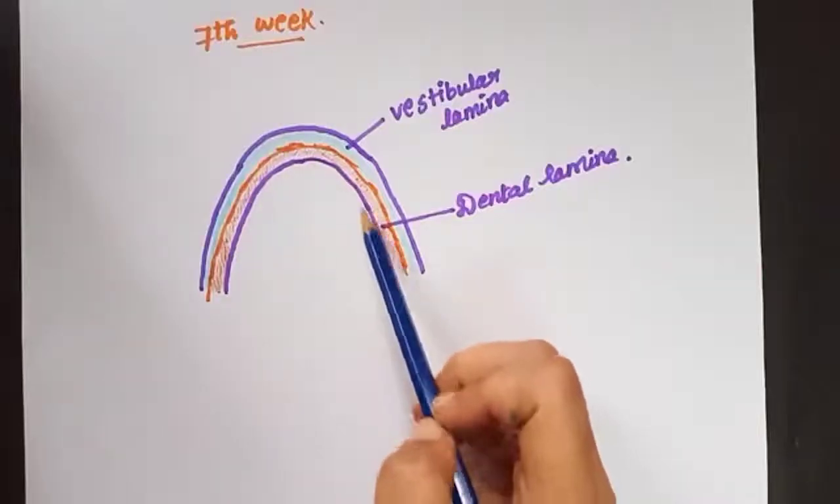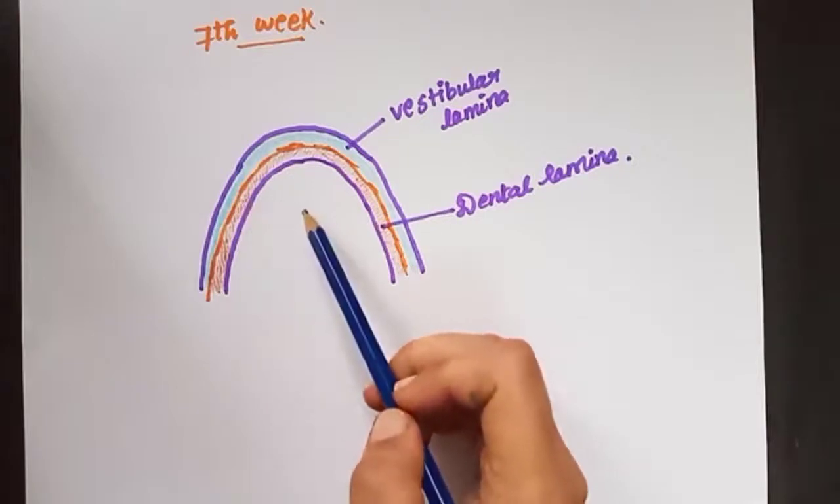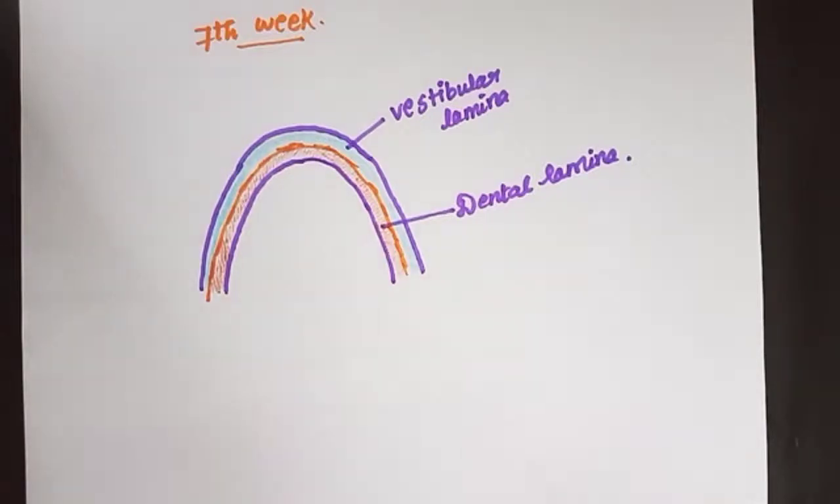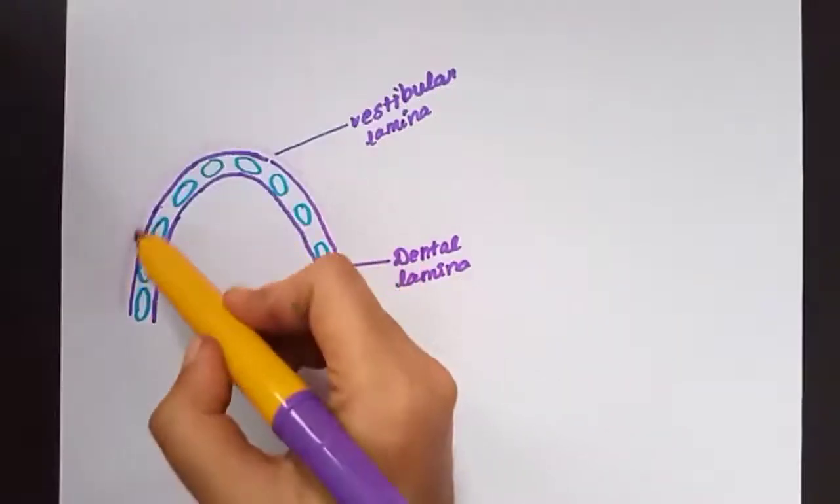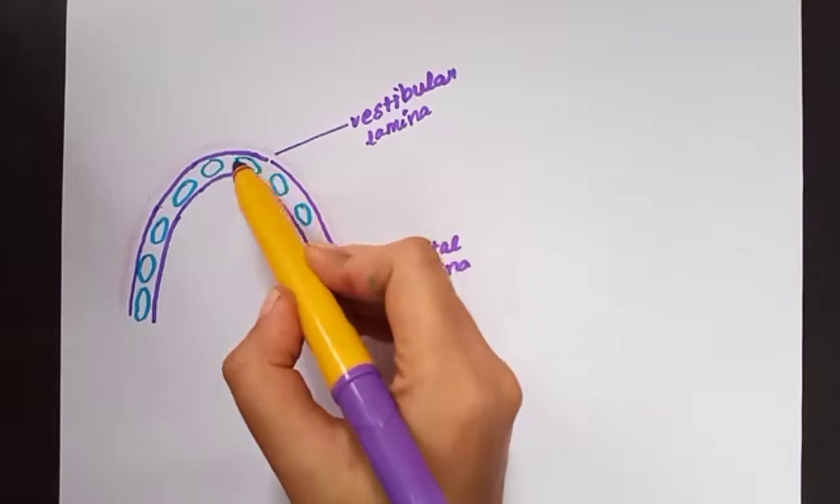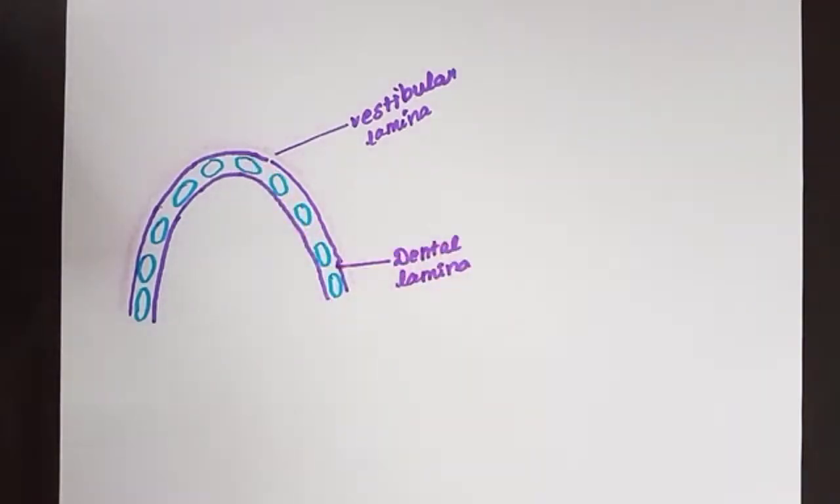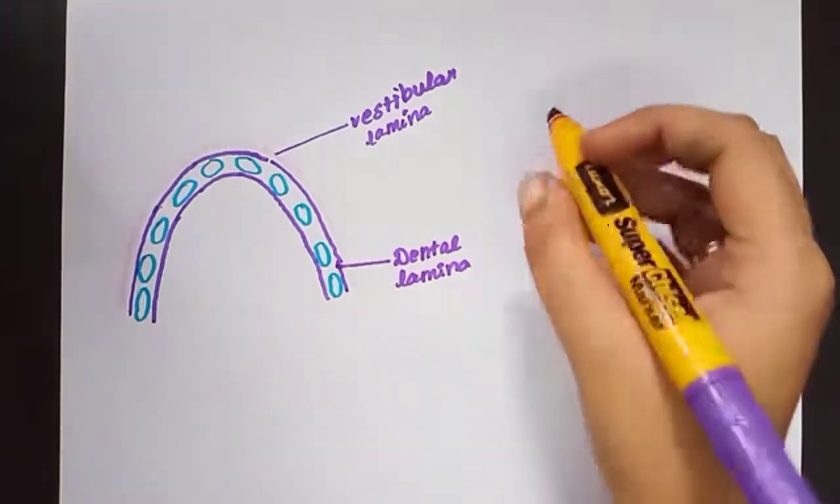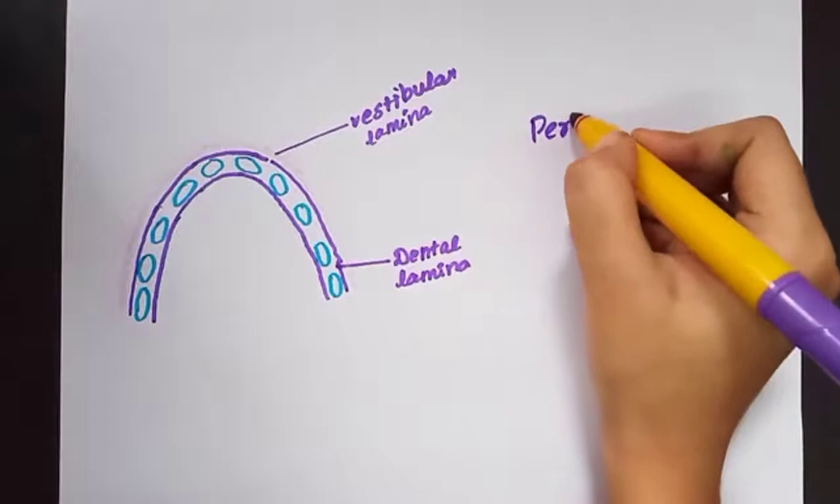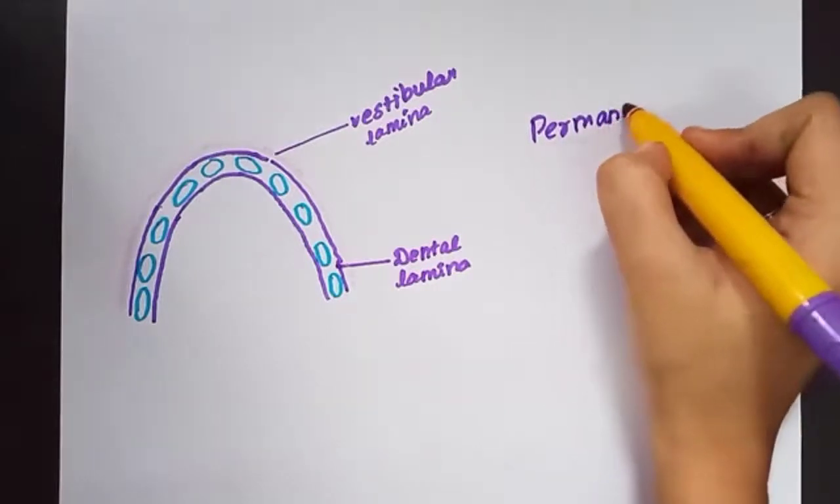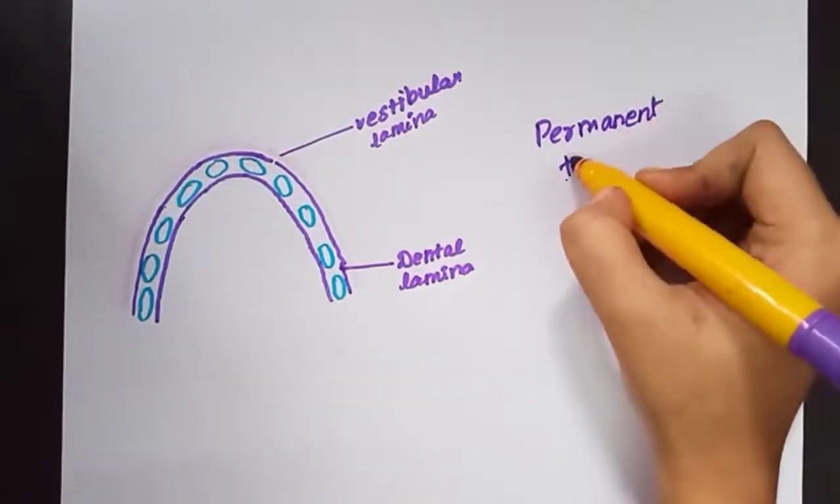This dental lamina acts as an ectodermal portion of the deciduous tooth. That is, the enamel organ of the deciduous teeth develops from this dental lamina. Let's say this is the dental lamina and these are the enamel organs which are developed from this dental lamina. And we should know that these enamel organs will develop into deciduous teeth. Then the question is, from where does the permanent teeth develop?